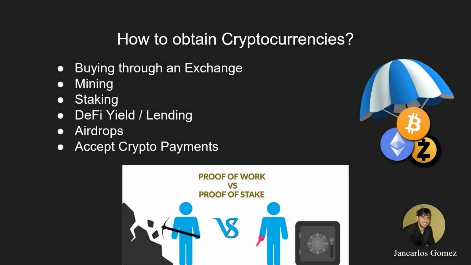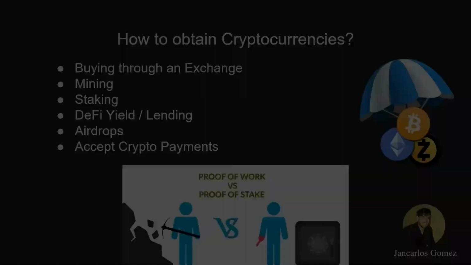How to obtain cryptocurrencies? Well, you can either buy through an exchange, you can mine them, you can stake them, you can lend your current cryptocurrencies and get them back in the form of interest. Airdrops, which is a form of participating in new cryptocurrencies that will come out, where you do certain tasks and they'll award you that new cryptocurrency. This is to get new users onto the network. If you're a business owner, you can accept crypto payments.